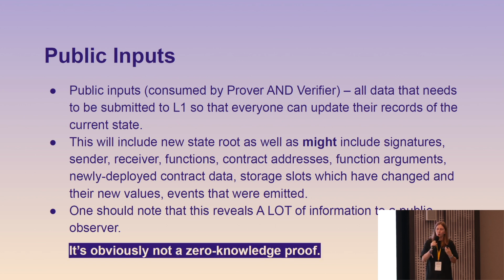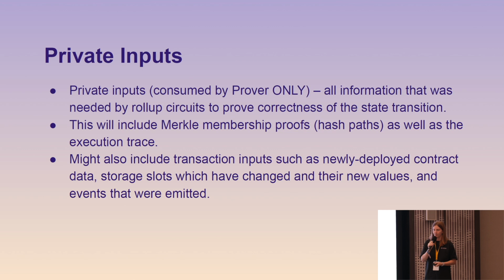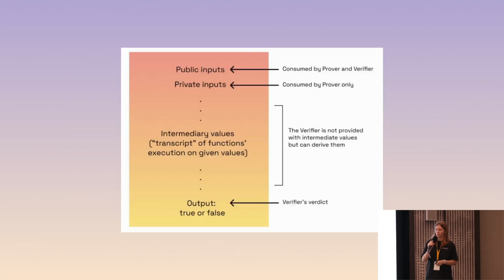So this is obviously not a zero-knowledge proof. This is a proof of statement that does not have zero-knowledge property. Private inputs mostly include all information that was needed by the prover to generate the proof. So just once again, we have public inputs that are consumed by prover and verifier, and we have private inputs that are consumed only by the prover.